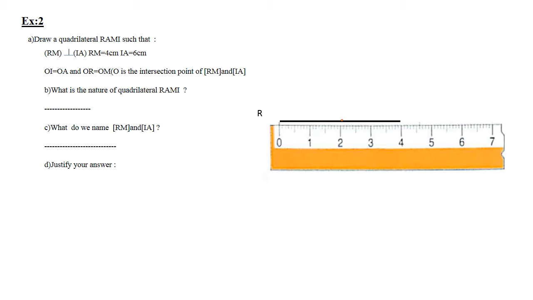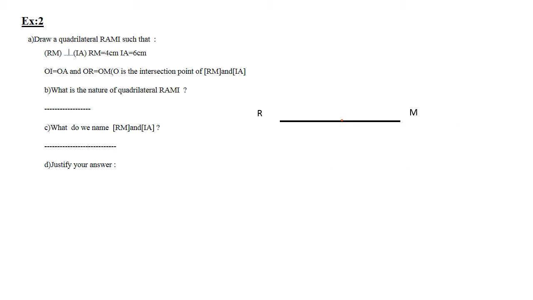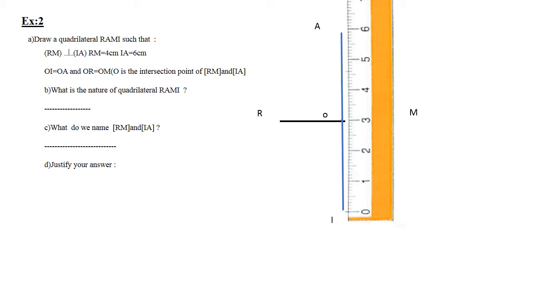Then I draw the line IA perpendicular to RM. I bring the T-square to draw a perpendicular line to RM. Then I bring the ruler to take the measure of IA equals 6 cm. Also, O is the midpoint of line IA, so AO equals 3 cm, and OI equals 3 cm. RO equals 2 cm and OM equals 2 cm. So here O is the intersection point of RM and IA.